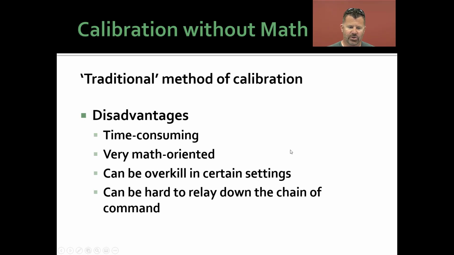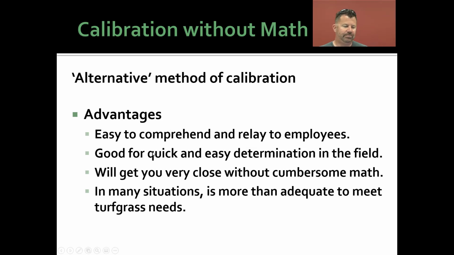Some disadvantages of the traditional method of calibration. It's time consuming. It's very math oriented, but don't freak out. It can be overkill in certain situations and can be hard to relay down the chain of command. So you've got a new technician working for you. They've got their certification. They're just a little nervous. They want to make sure they're making their customers happy and making you, the boss, happy. They may not want to do some of these putting greens or some of these baseball fields yet. So they're not going to be doing the traditional method, and it might be a little hard to get them to understand until they've got some experience under their belt.